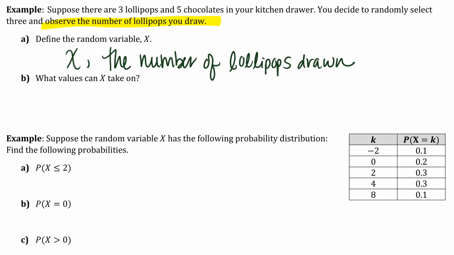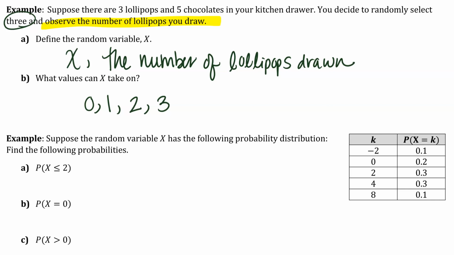Okay, if that's what our random variable is, what values can x be? So, in other words, what different numbers of lollipops could we draw? Now remember, our situation says we decide to randomly select 3. So we're drawing a group of 3 from our drawer and we are counting our random variable x, the number of lollipops there are. So what could x be? So we draw 3, we could get no lollipops, we could get 1 lollipop, we could get 2, or we could, pretty small chance, pick all 3 lollipops out of the 8.